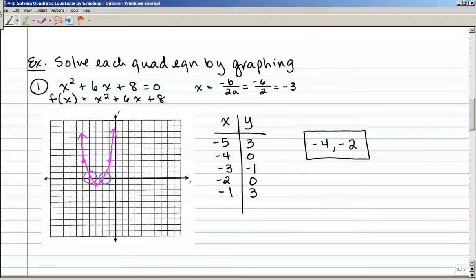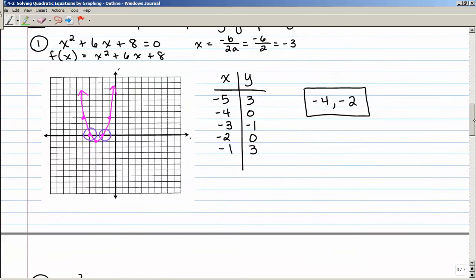Now you'll also notice, and this can be very helpful, that those two x values that are my solutions, at those points y is 0, and that's exactly what's supposed to happen, because every point on the x-axis has a y value of 0. Let's take a look at another example here.